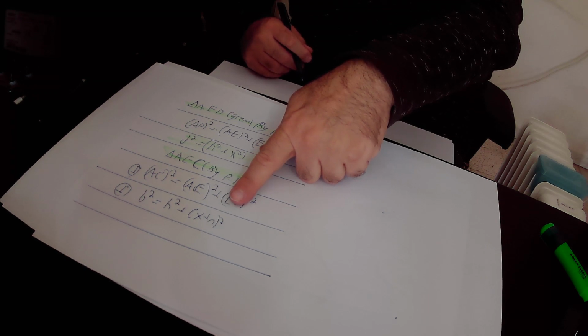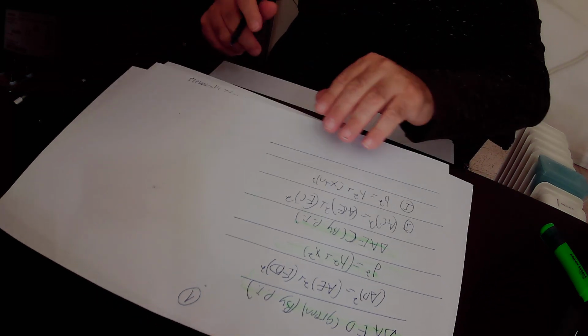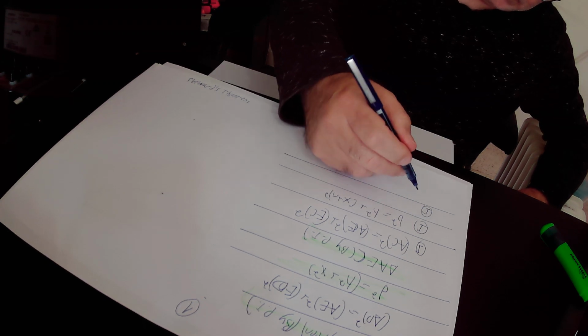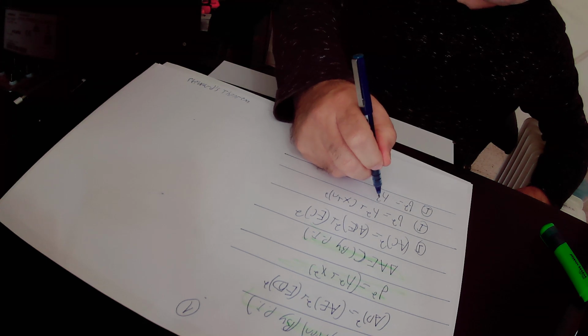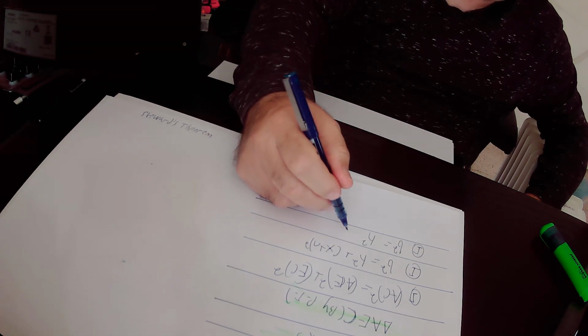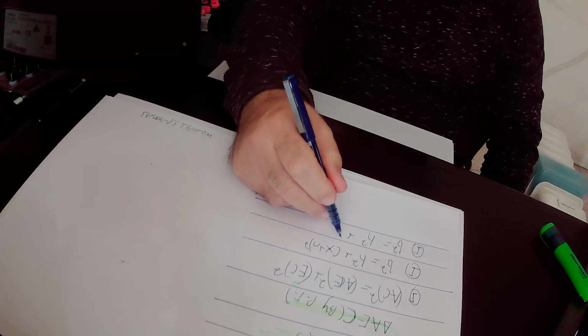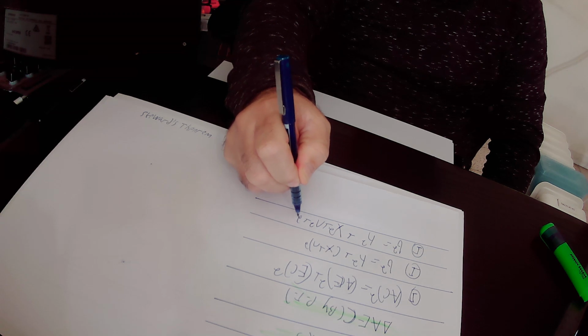Here we'll open the brackets on this side of equation number 1, and we'll get that according to equation number 1, B square equals to H square plus (X plus N) squared, which equals H square plus X squared plus N squared plus 2 times XN.